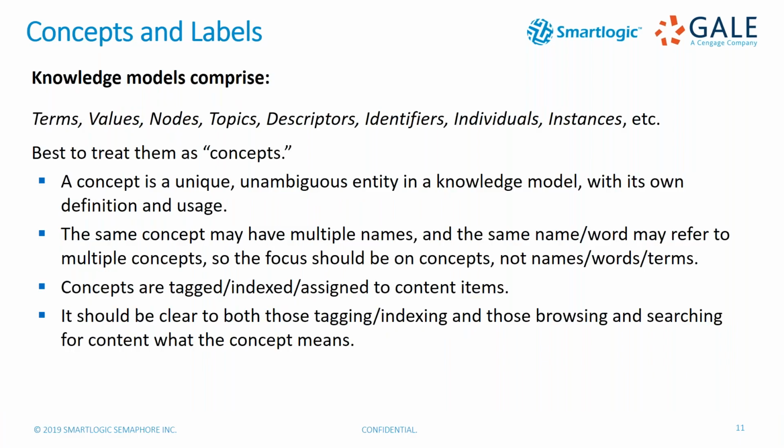Okay, thanks. Yes, concepts and labels. You may hear of other names for things like terms, values, nodes, topics, descriptors, identifiers, individuals, instances. But I think it's best to call these concepts because the concept is an idea, that's something unique. It's an unambiguous entity in a knowledge model, which has a definition, whether it's actually spelled out or not, but it's known. So a concept could have multiple names or labels, because we have synonyms, and also the same word could refer to different concepts. So that's why we want to get away from words or terms and think of concepts.